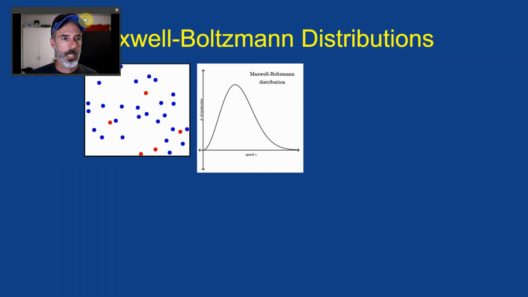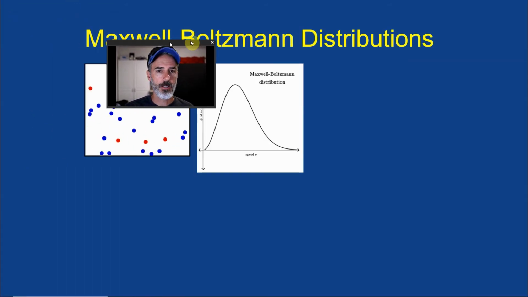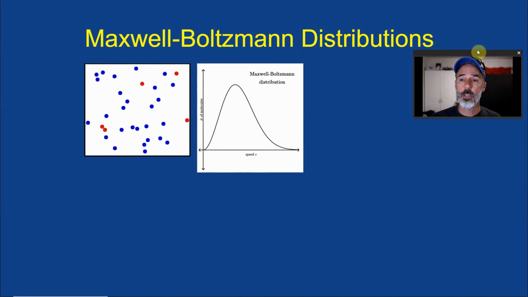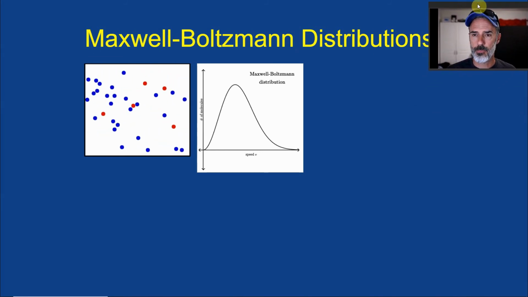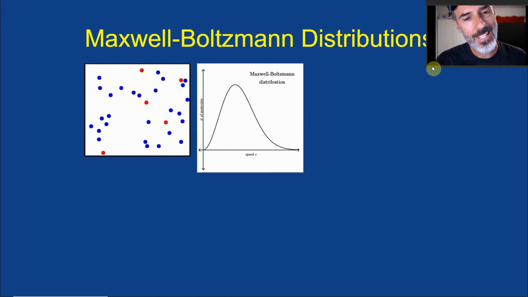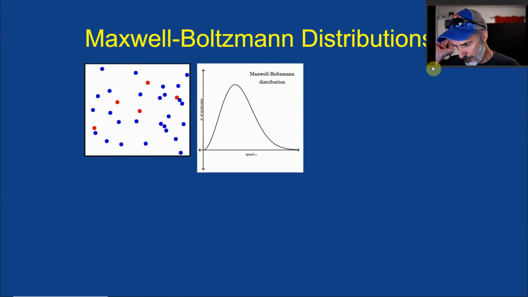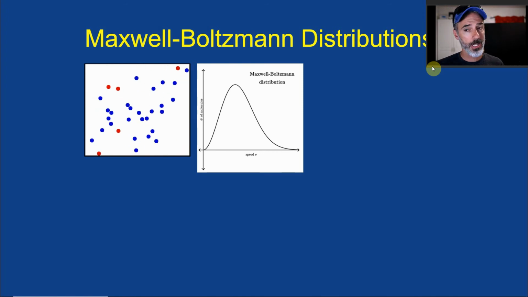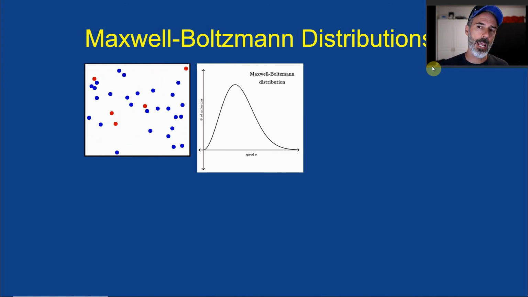All right, now let's look at how we can express how fast particles are going. But in any case, these are called Maxwell-Boltzmann distributions. And what they get at is when we say that particles go faster the higher the temperature, that is true, but that's only on average.